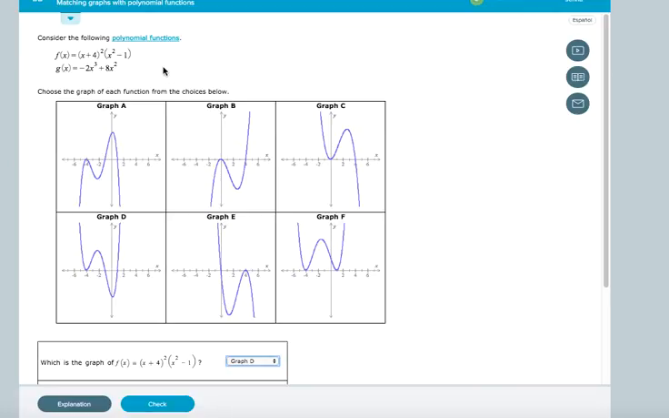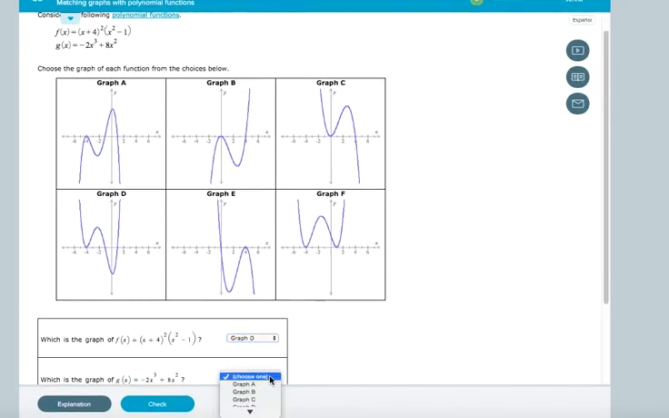And so we're going to have a repeated root at 0. So a repeated root at 0 looks like this. It's going to bounce at 0. So I would go with graph C in this case.